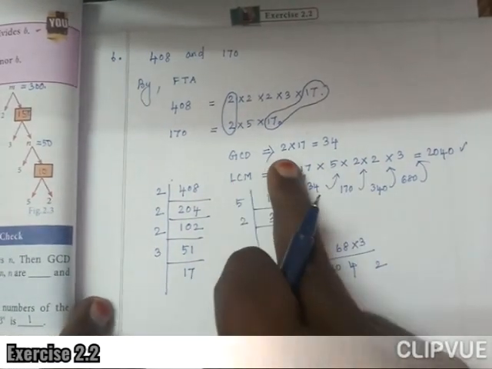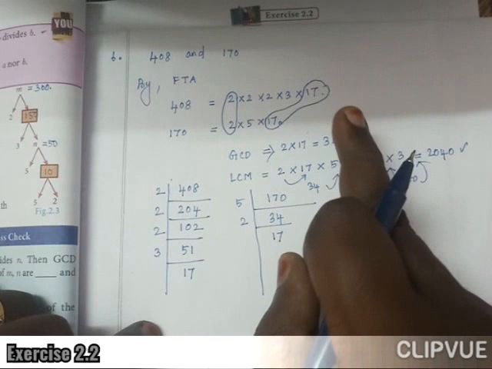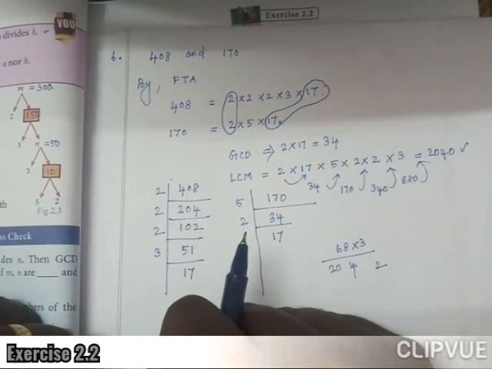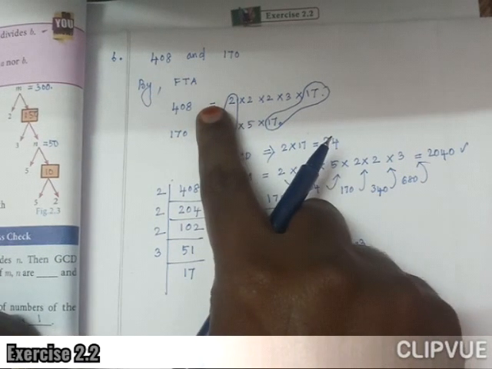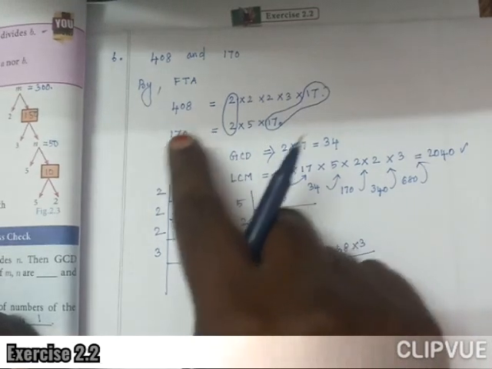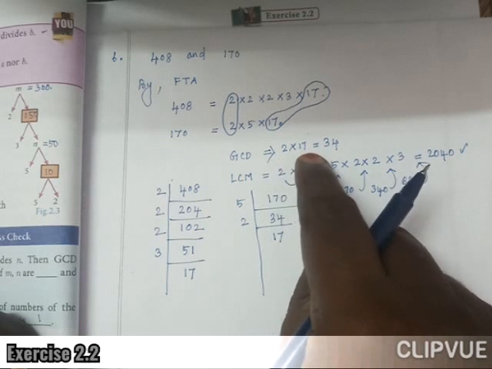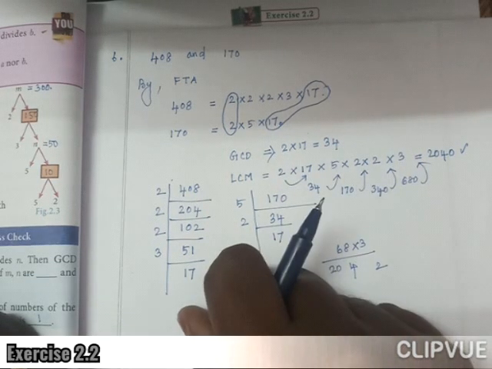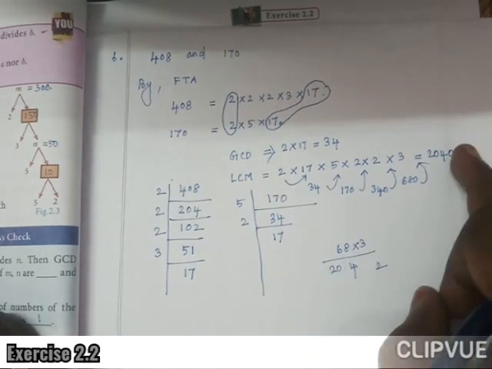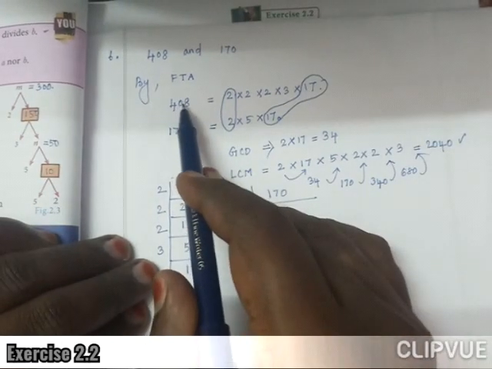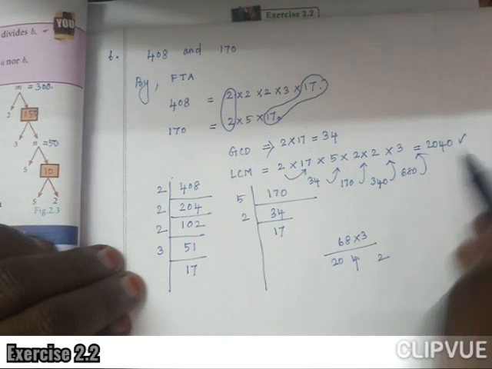So the GCD is the greatest common divisor, which should be a common divisor. This 2 and 17 only divide both numbers. This 5 can divide 170 but it cannot divide the number 408. This 3 can divide 408 but 170 cannot be divided. That's why we have taken the common divisors alone. 2 into 17 is equal to 34. This is the GCD. LCM means least common multiple, which is 2040.